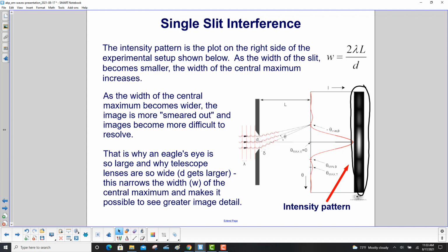As the width of the slit, your slit over here, becomes smaller, the width of the central maximum increases. As the width of the central maximum becomes wider, the image is more smeared out and images become more difficult to resolve. That is why an eagle's eye is so large and why telescope lenses are so wide. And what does that do? That makes D larger. And if you make D larger, then the width of the central maximum decreases. So that makes it possible to see greater image detail. It's less smeared out.